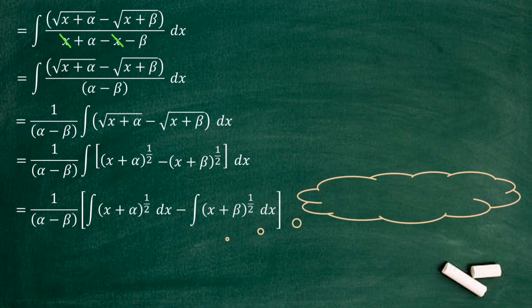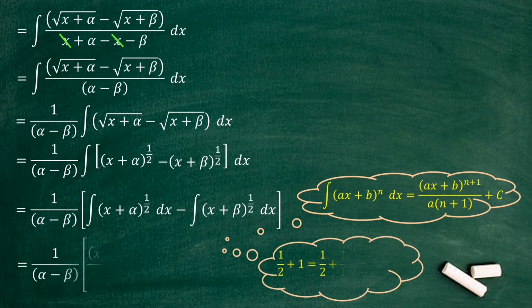Integral of x plus b to the power of n we can write as x plus b to the power of n plus 1 over a times n plus 1. Using this equation, we can get the integral of x plus alpha to the power of half and the integral of x plus beta to the power of half. Integral of x plus alpha to the power of half we can write as x plus alpha to the power of 3 over 2 divided by 3 over 2. Here n equals half, so n plus 1 equals 3 over 2.